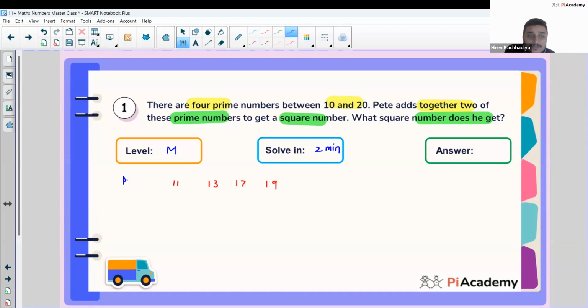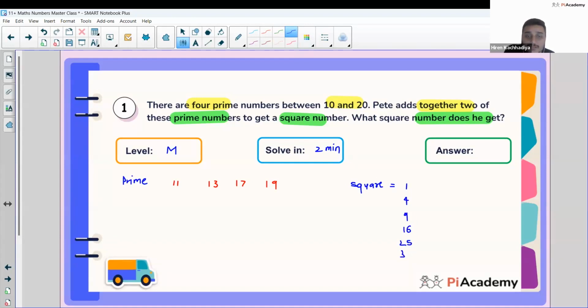I can write here prime. And another list I am going to make is the square numbers. So what is a square number? You get a square number when you multiply a number with itself. So 1 times 1 is 1 square, 1. Then 2 square is 4. Then 3 square is 9, because 3 times 3 is 9. 4 times 4 is 16. 5 times 5 is 25. And 6 times 6 is 36.